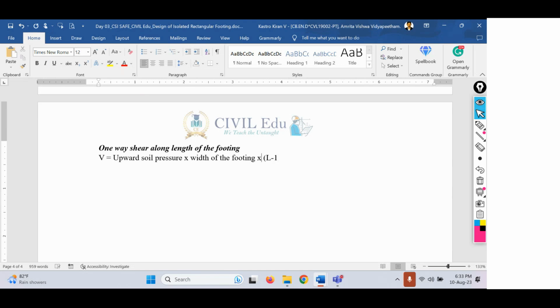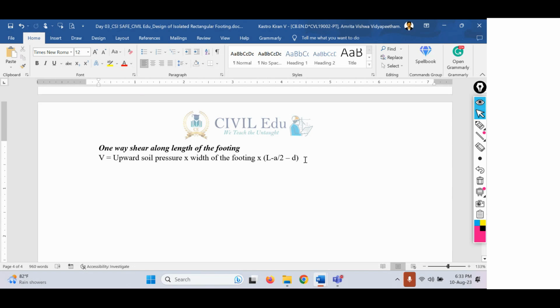Here it is into (L minus A) divided by 2 minus D. This is the formula to find the shear force along the length direction. When you are finding the shear force along the length direction, we are going to consider the width of the footing. So let it be like this only.